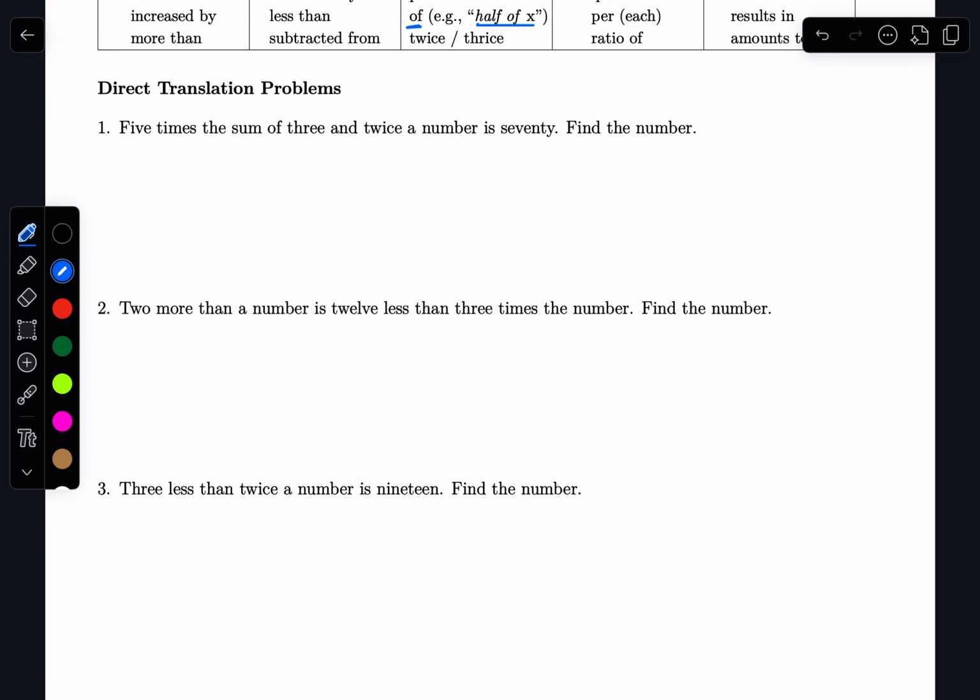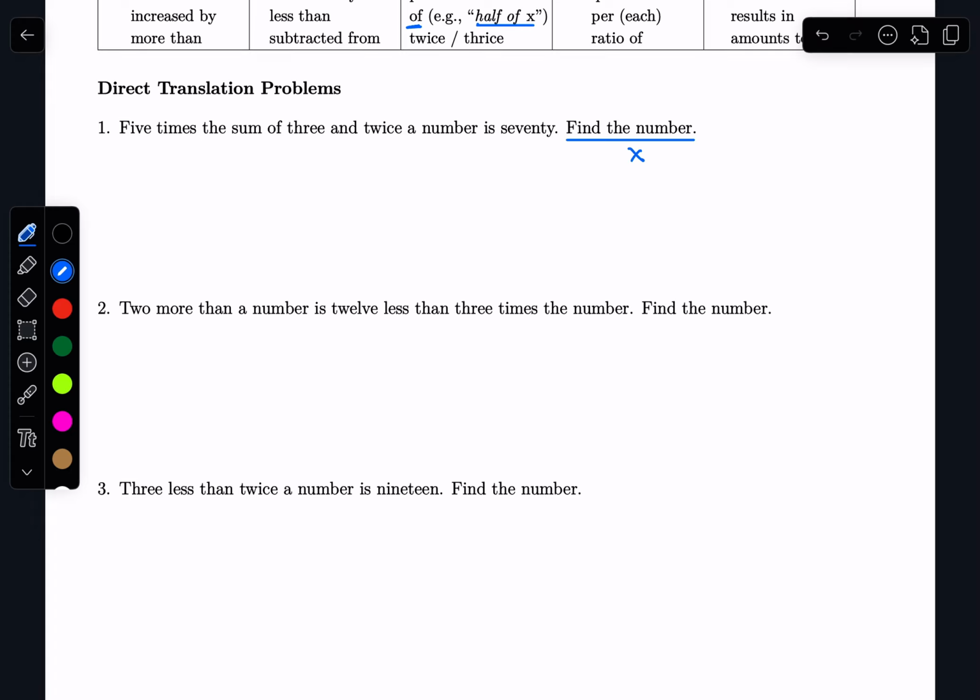So let's read number 1. 5 times the sum of 3 and twice a number is 70. Find the number. So now notice I read the whole thing first because the end of it is what tells me what I'm looking for. It says find the number. So that means we don't know what the number is. So I'm going to call that number X.